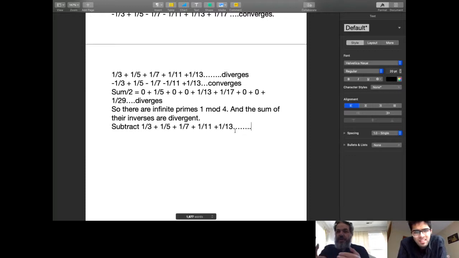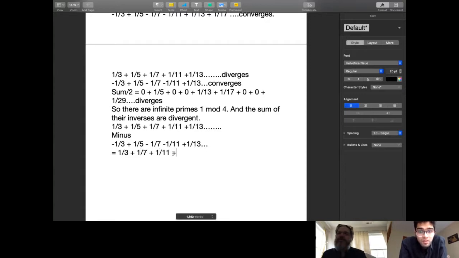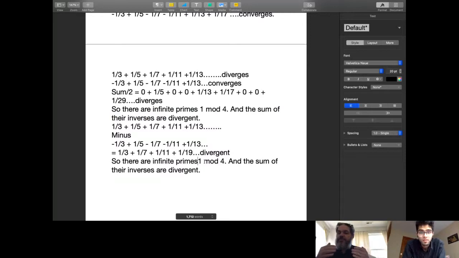But when you subtract them, then 1 over 3 won't cancel anymore, but 1 over 5 will. So we are left exactly with those other terms that canceled before. So what do we get? We only get the primes that are 3 mod 4. So let's put a few of them there and say that the sum is divergent. And that's a proof for us that there are infinitely many prime numbers that are congruent to 3 mod 4 also.